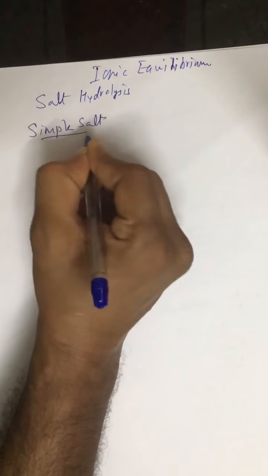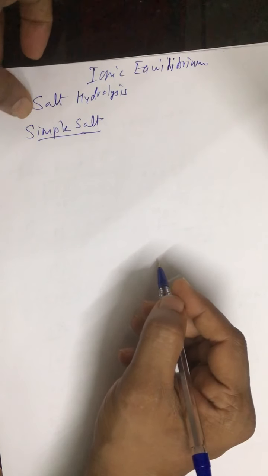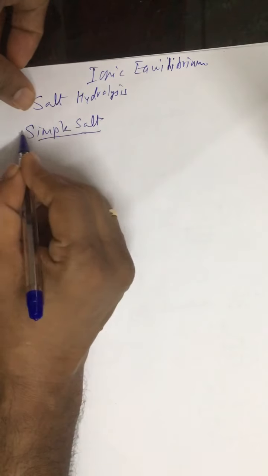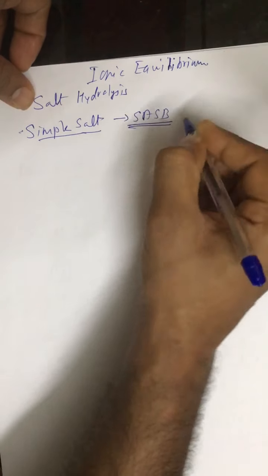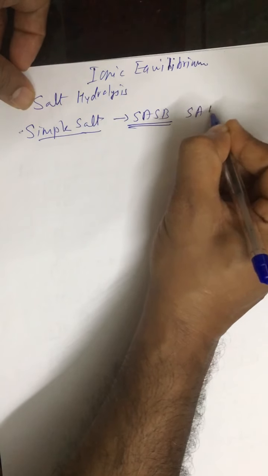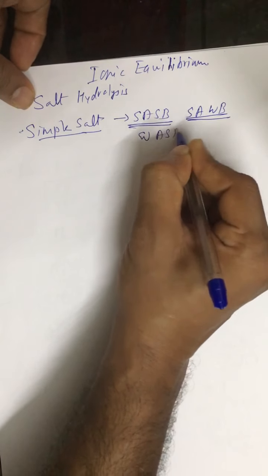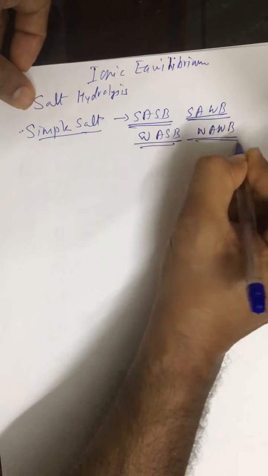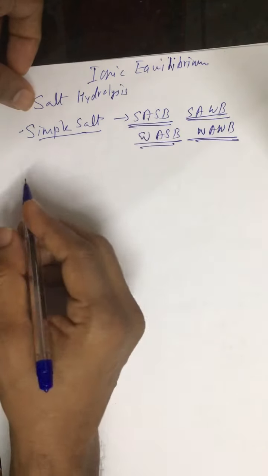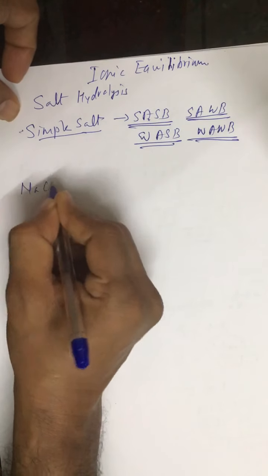A simple salt is a salt in which the positive part comes from a base and the negative part comes from an acid. So simple salts are divided into strong acid, strong base salt first, then strong acid, weak base salt second, then weak acid, strong base salt, and last is weak acid, weak base salt. Look at strong acid, strong base salt. It is an NaCl kind of salt.